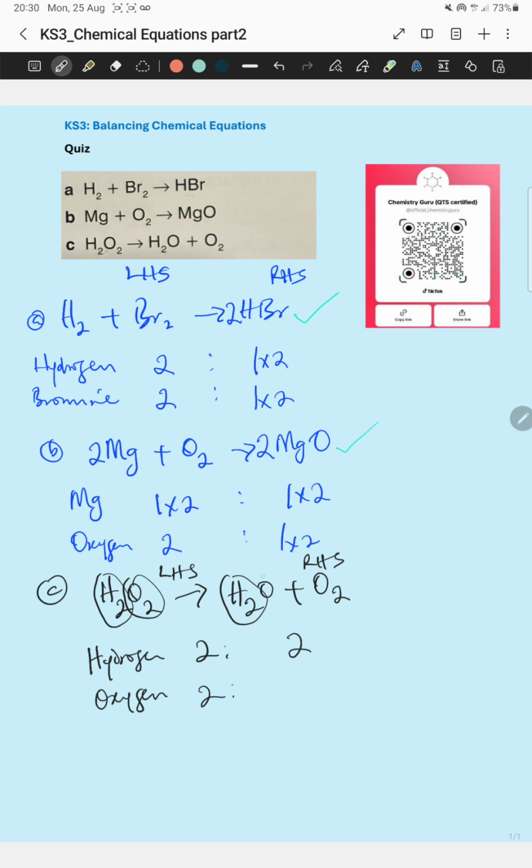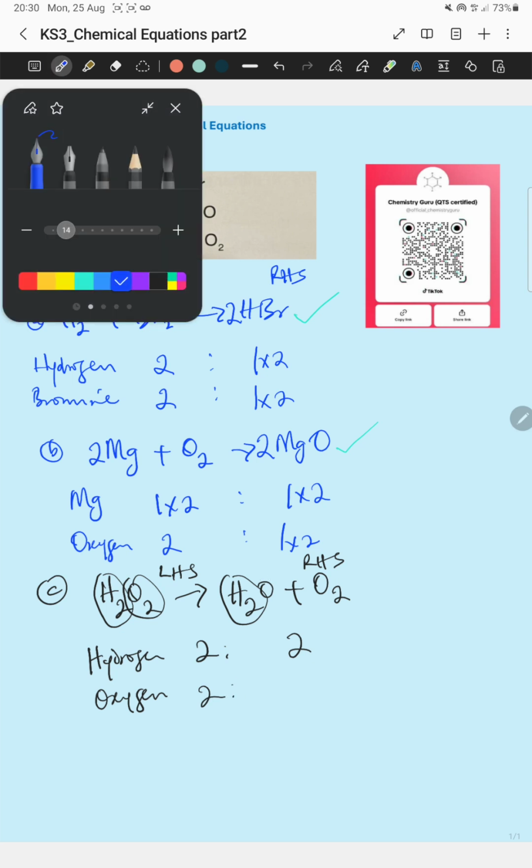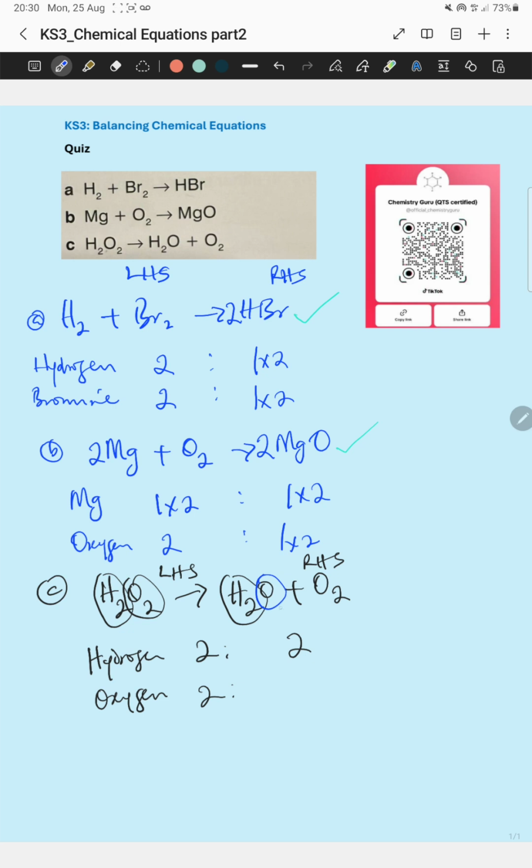That's 2. But in this part we've got, let me just change the color of the pen. But in this part we've got 1 and we've got 2. That's 3. So looking at it, the oxygen is not balanced. So how do we balance the oxygen? So what we probably will need to do is, could we multiply this? If we look at this, oxygen 2, oxygen 3. If we multiply this by 2 and this by 3, it looks like it is going to make sense. So let's do it that way.